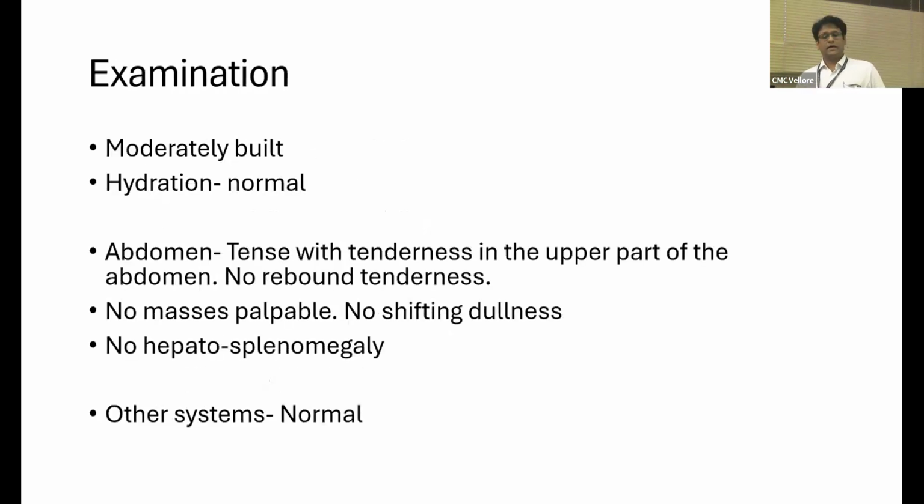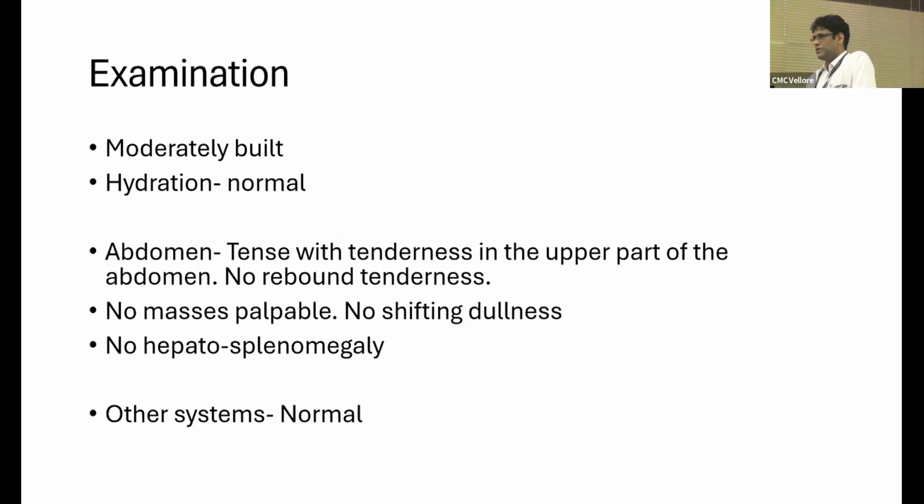Apart from that, on examination, he was moderately built. His abdomen on examination was tense. He had tenderness in the upper part of the abdomen, but did not have rebound tenderness. And there were no masses palpable, nothing very useful we found on examination. Okay, so what would be the next steps in this patient's evaluation, right?